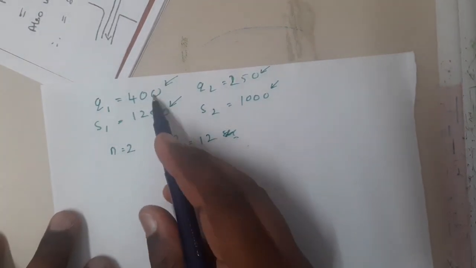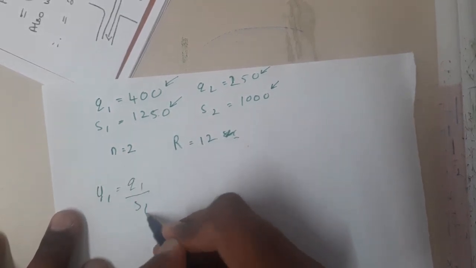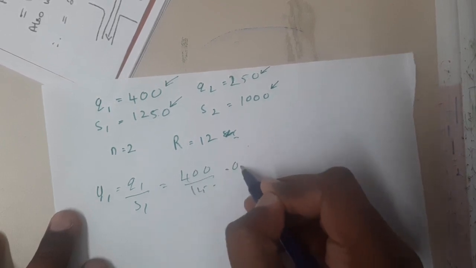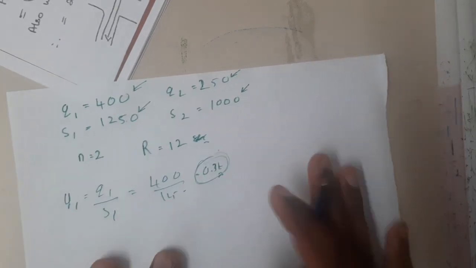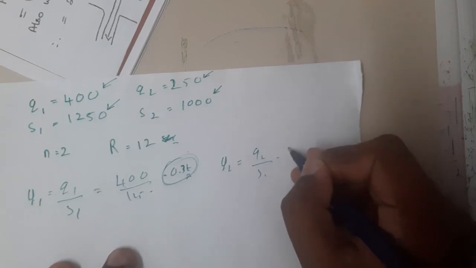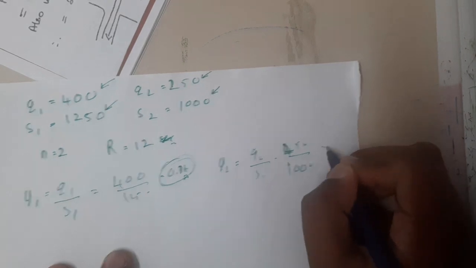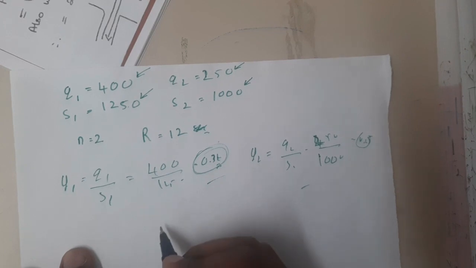So basically, initially, let us go with the ratios. We calculate y1 is equal to q1 by s1. Once you calculate 400 by 1250, you will get 0.32. I'm just copying the final values from the book. Similarly, for y2, you do q2 by s2, that is 250 by 1000. So it is nothing but 0.25. So we got y1 and y2.